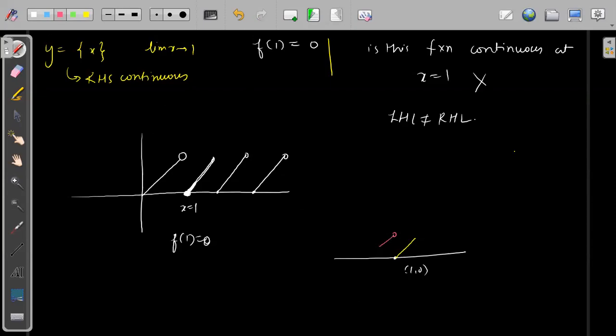So on the right hand side, we can draw continuously, but on the left we have to lift the pen to draw the left hand side. Now you understood? Okay, very good.